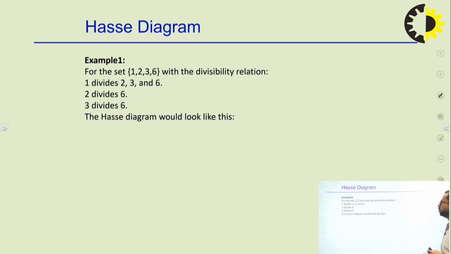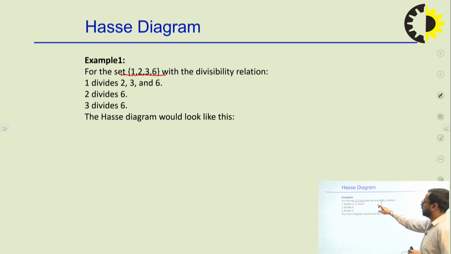The Hasse diagram: let's suppose we have the diagram with the elements 1, 2, 3, 6. How will we prepare the Hasse diagram with the divisibility relation? Let's suppose the divisibility relation is not mentioned. So how will we prepare it when the divisibility relation is not mentioned?